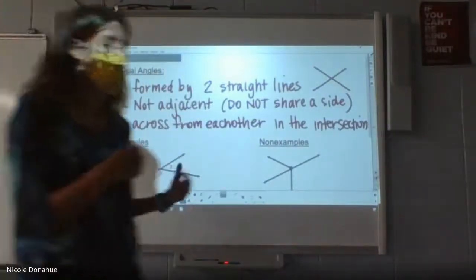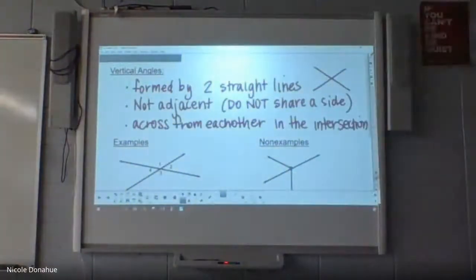Now we're going to learn, like I said, a ton about vertical angles, and you're like, really? That doesn't sound like a very important topic. It is. Vertical angles show up all over the place in this room, like in other situations. So they're across from each other in the intersection.